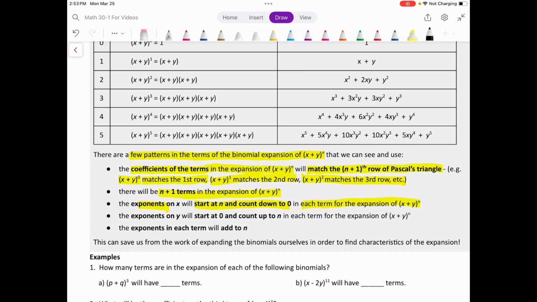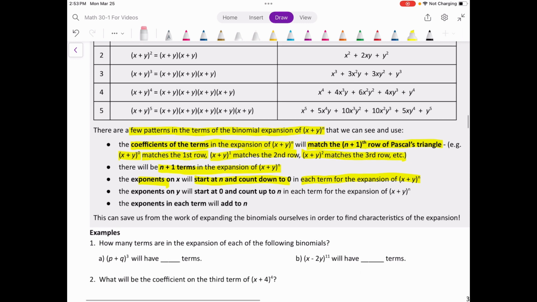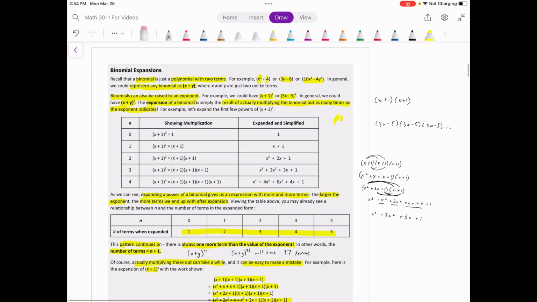Don't forget, you can think of this as x to the power of 0, because anything to the power of 0 is just 1. And then conversely, the exponents on the second term, on our y, are going to start at 0 and count up to n, right? Again, that's kind of the natural way we would write it. So y to the power of 0, you could think of this term as having, right? Because that's just 1. And then y squared, y cubed, y to the 4th, y to the 5th. Again, kind of just the natural way we write these, right?